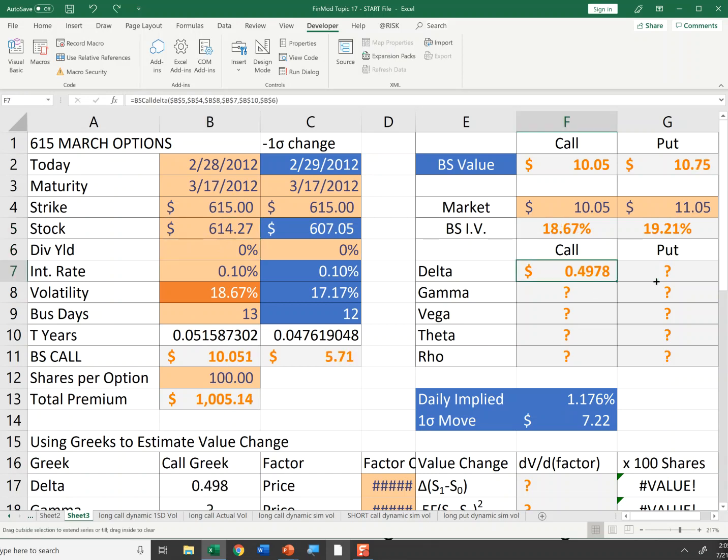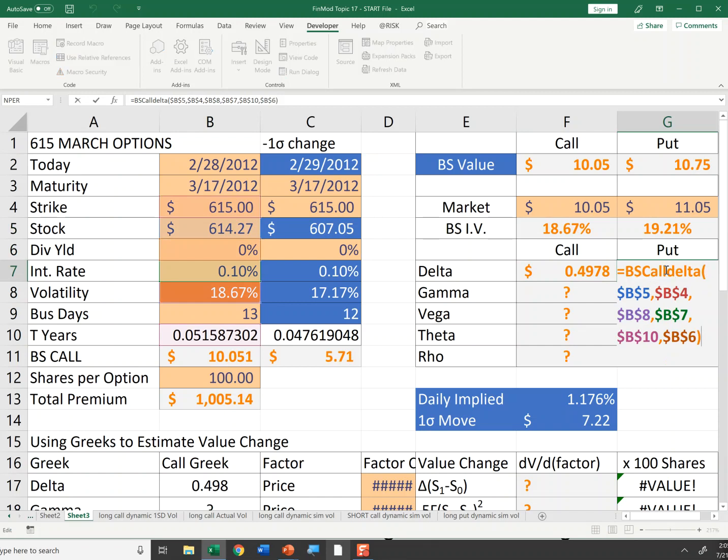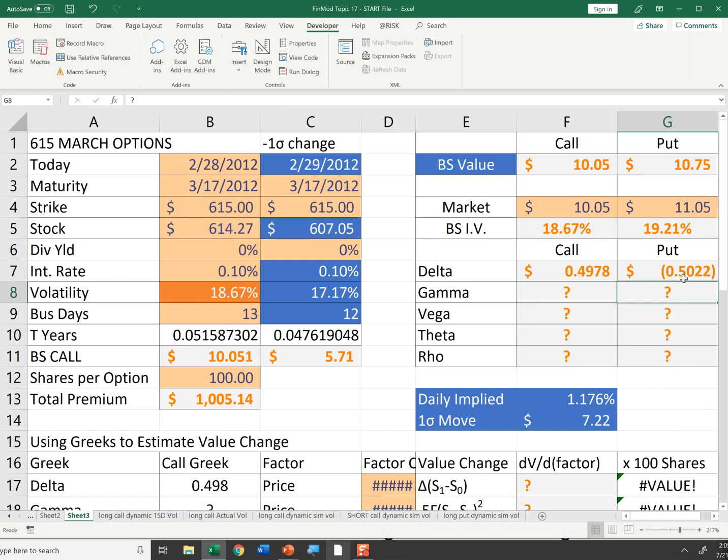I'll then calculate the BS put delta. I just copied that since everything's anchored. I'm going to just change the word BS call delta to BS put delta. And that's negative 50 cents. So if I was looking at a put, if the stock price went up from 614 to 615, the put price would fall by 50 cents.